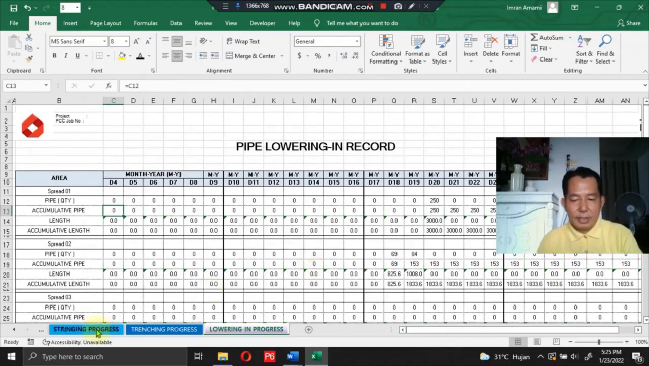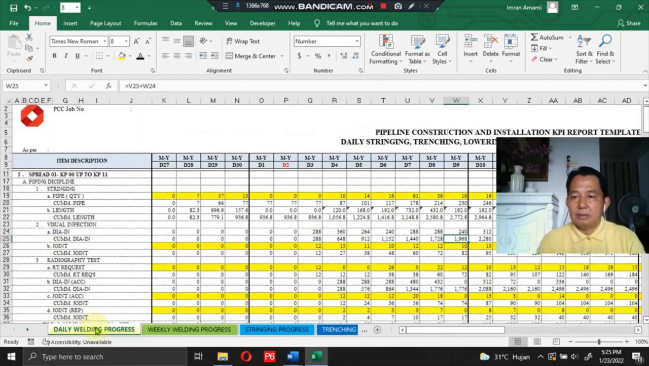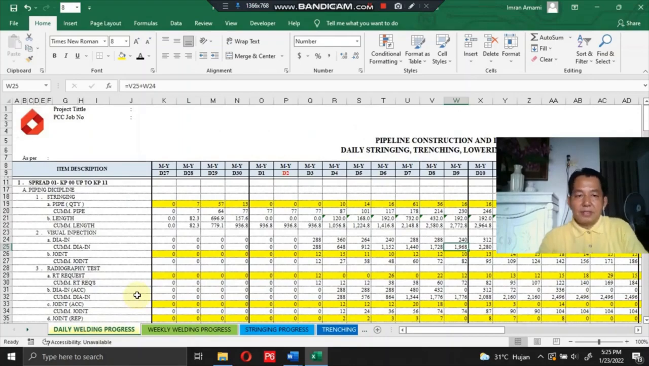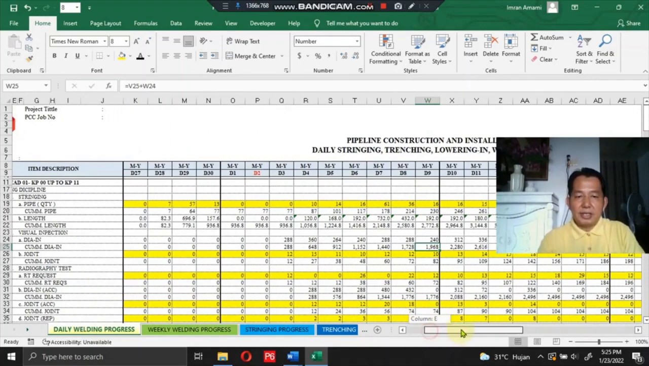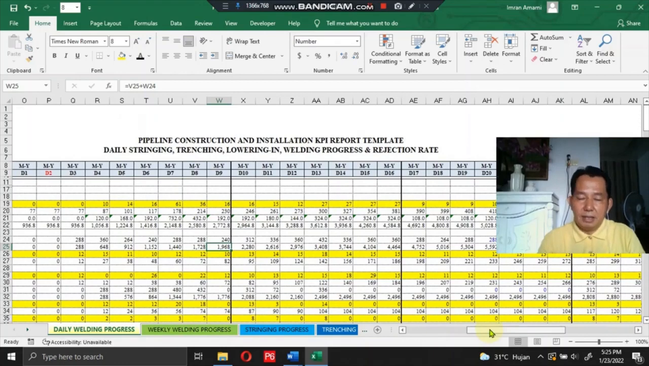So here is the pipeline construction and installation KPI, meaning key performance index, report template for daily stringing, fencing, lowering-in, welding progress and rejection rate.